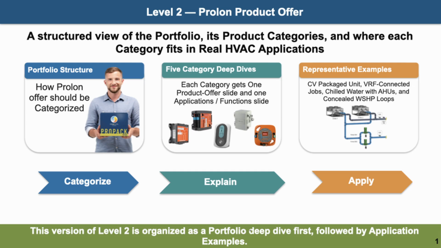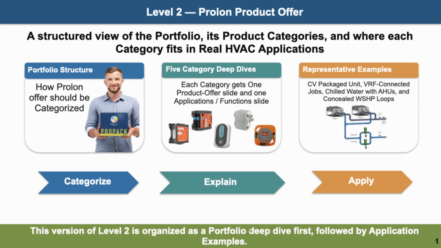The purpose is to make the Prolon offer easier to explain, easier to remember, and easier to apply in front of contractors, engineers, and building owners. We will begin with the portfolio structure, then move into the 5-category deep dives, and finally review representative applications such as constant volume packaged units, VRF-connected jobs, chilled water systems with air handlers, and concealed water source heat pump loops.